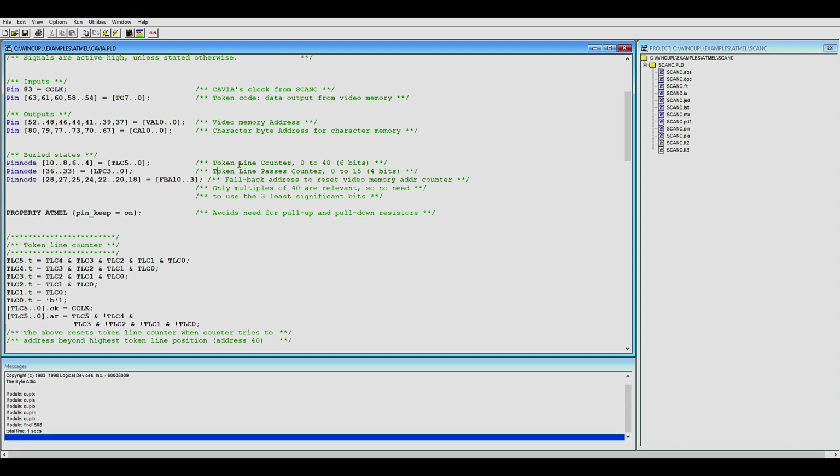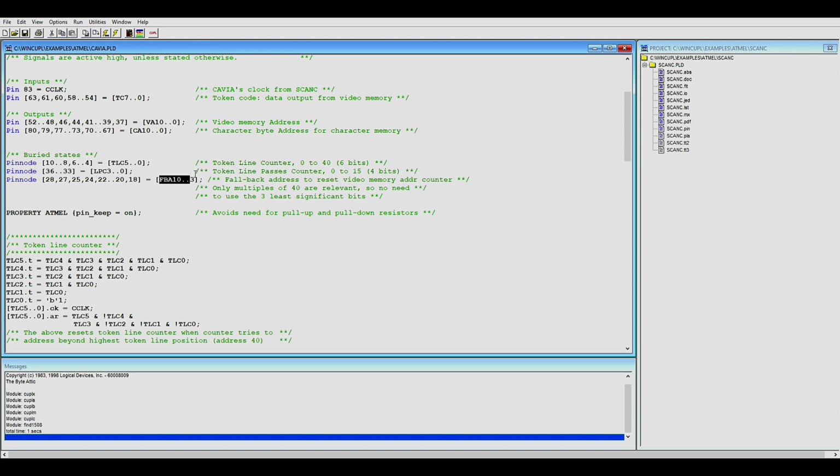In addition to that, remember from episode 2, we need to pass over each line 16 times, 8 times for the different bytes of the respective characters, and then we have to print each byte twice to double the amount of information vertically and fill the screen. So we need to pass over each token line 16 times, and this is the counter. These 4 bits here, the line pass counter from 3 down to 0, will be used to count the current pass over a token line.